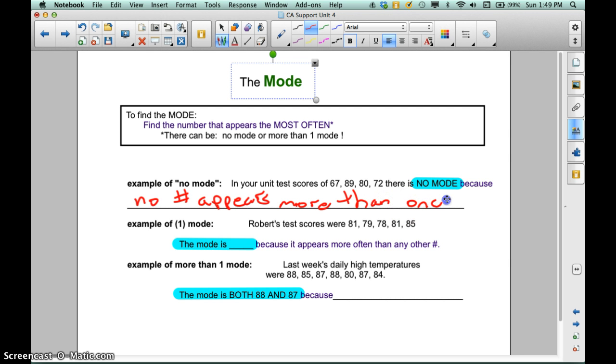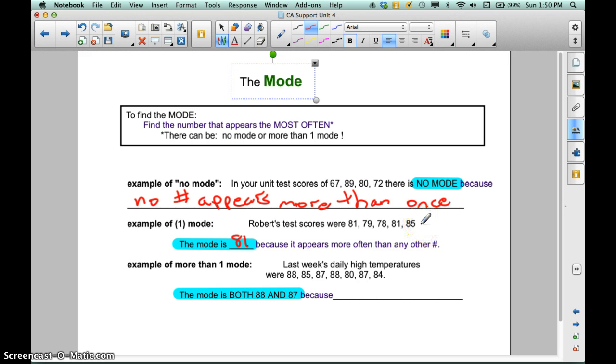Remember that the mode is the number that appears the most often. Well, these all appear an equal number of times. They each appear once, so there's no mode. The following is an example of having just one mode. If I've got a student named Robert, no one in particular, I made it up, whose test scores are the following, can you tell me what the mode is in this case? I hope you said 81. And 81 is the mode because it appears more often, twice in fact, than any other number in this set of data.